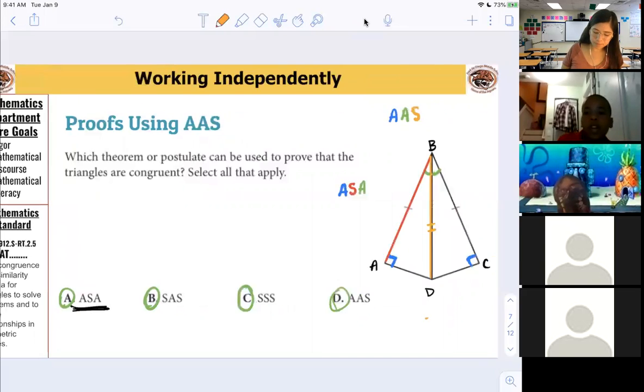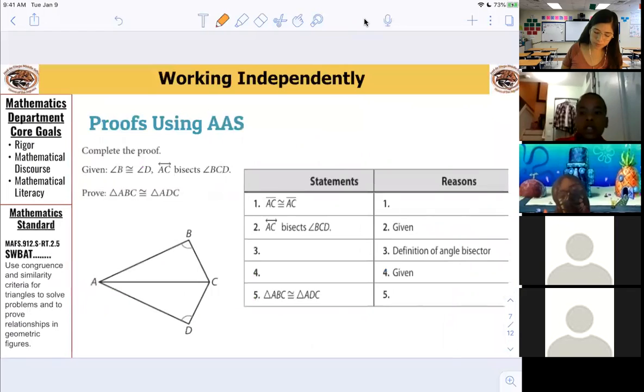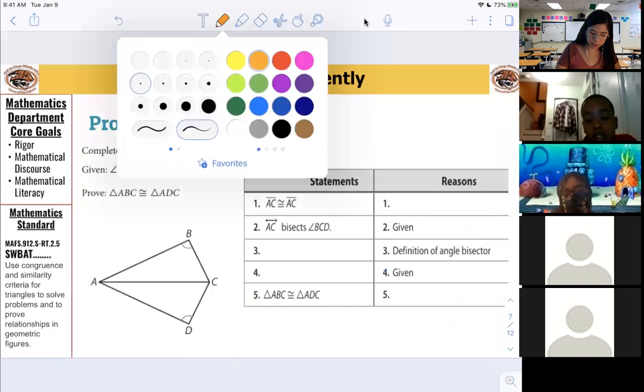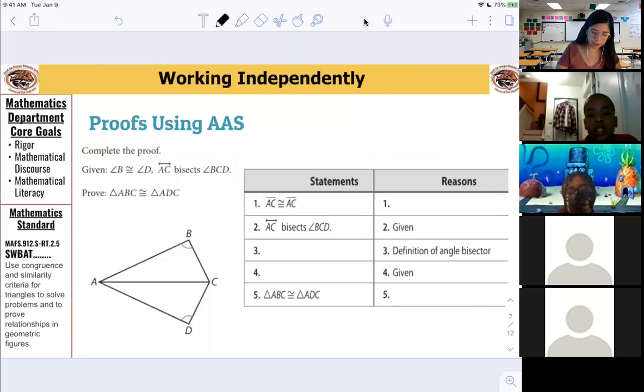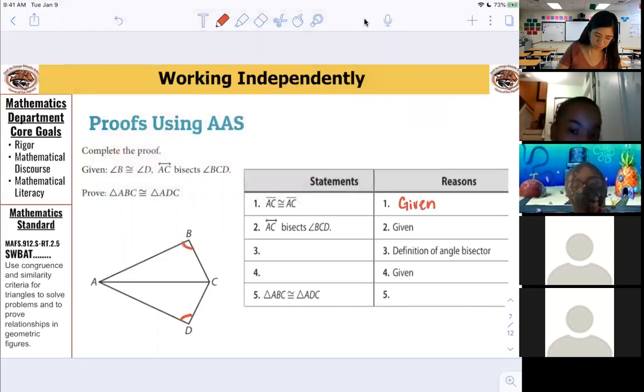Okay, let's do one more proof. One last proof. Let's see if we can figure this one out completely on your own. Okay, good. First one's given. And anytime I have my given information, I am going to highlight it on my diagram. So I know B is congruent to D. And I know that AC bisects BCD. So where's BCD? That's this one right here.